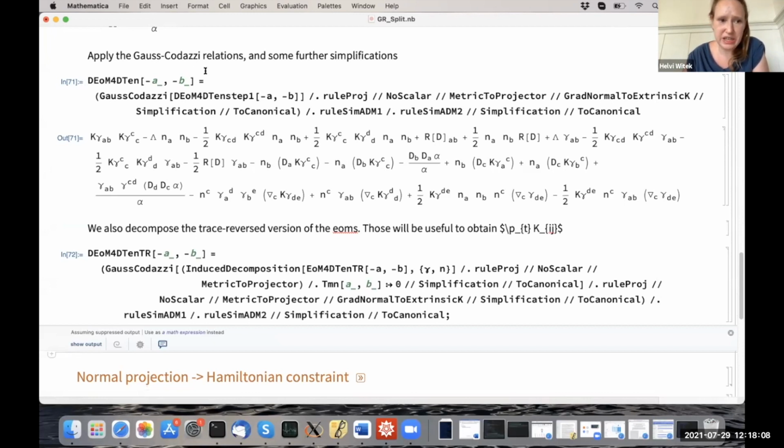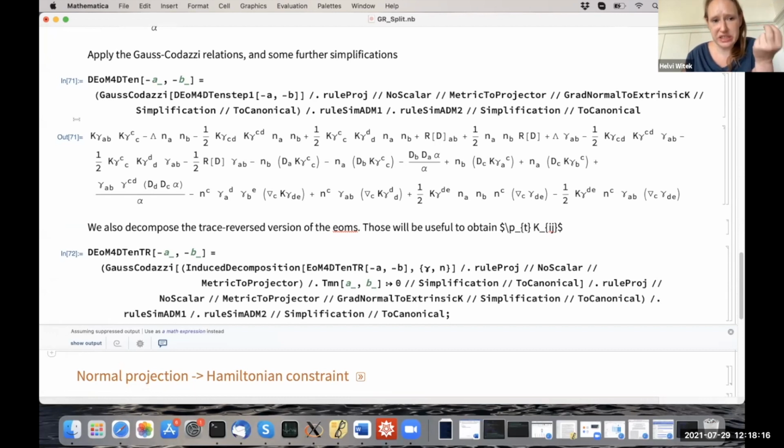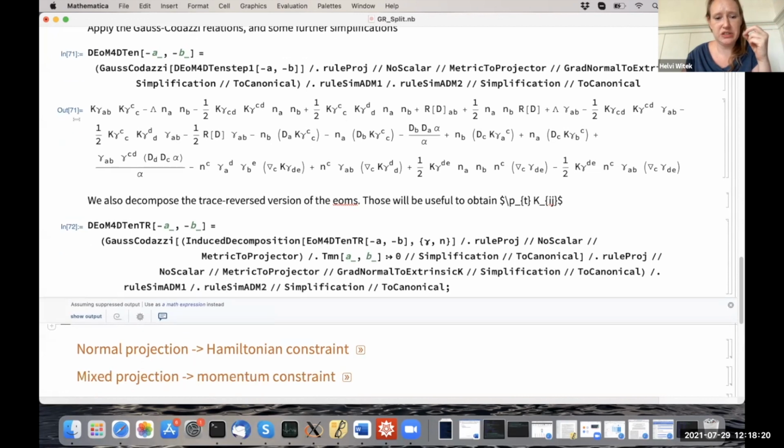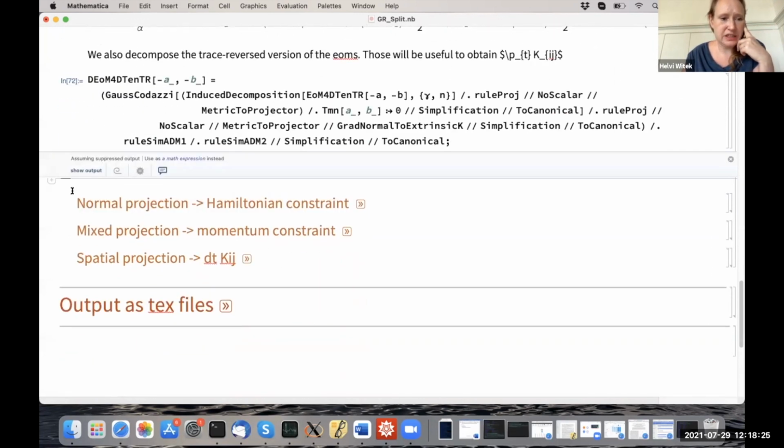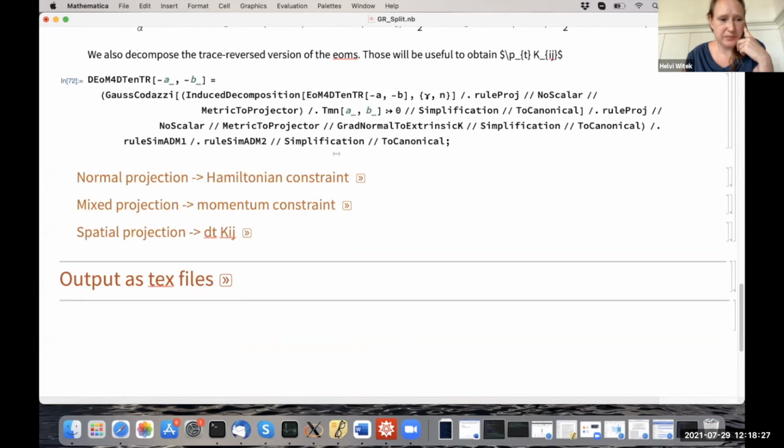What we are going to do next, at least conceptually, is to take our field equations decomposed in this way, and we will perform 3 types of contractions. The first contraction will be of both indices contracted with a normal vector. This will actually give us a Hamiltonian constraint. So this is the first one. This will be our field equations contracted both indices with a normal vector.